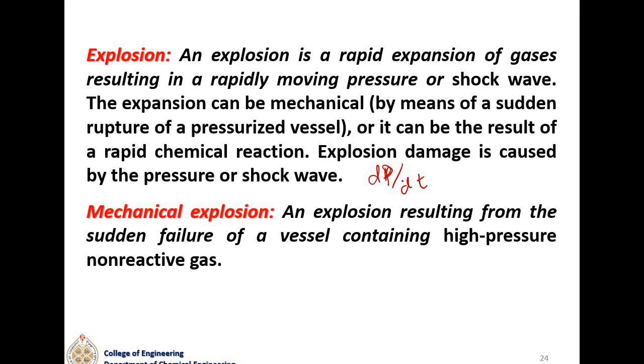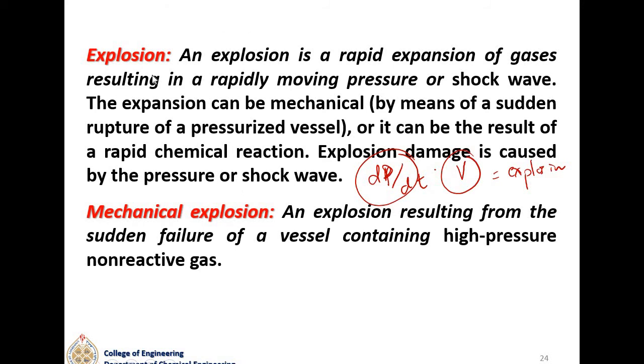Okay, we have a pressure, and actually it's not only pressure. We also have expansion of gases, so we also have volume. So there is a relationship between dP by dt and volume to give us an idea about the explosion. The expansion can be mechanical by means of a sudden rupture of a pressurized vessel, and that rupture could be of a pressurized tire, just to give you an idea. Or it can be the result of a rapid chemical reaction. Explosion damage is caused by the pressure or shock wave.